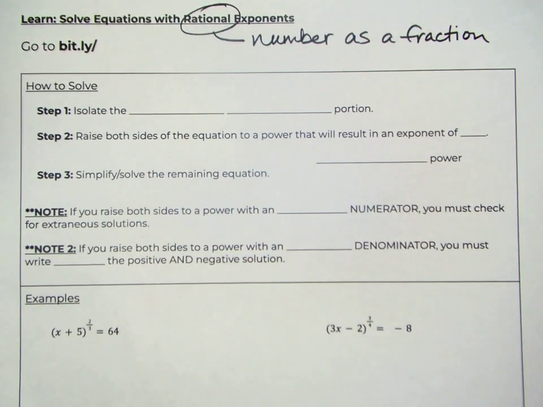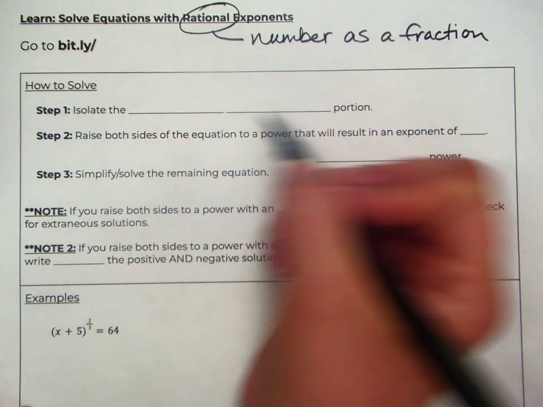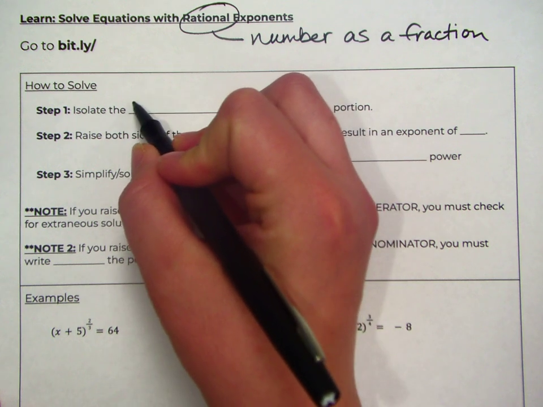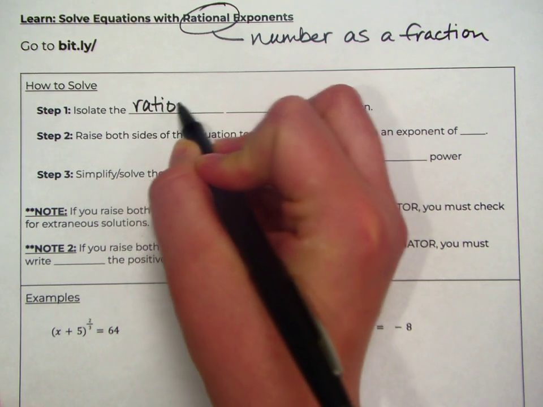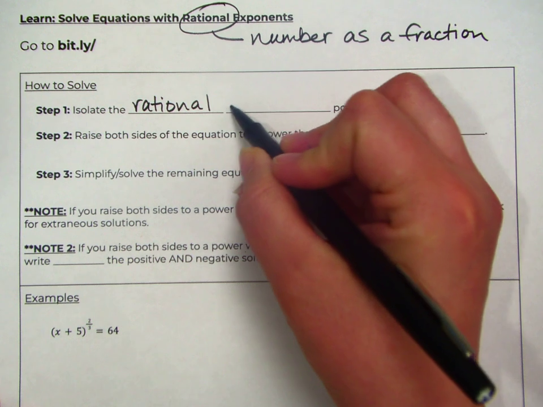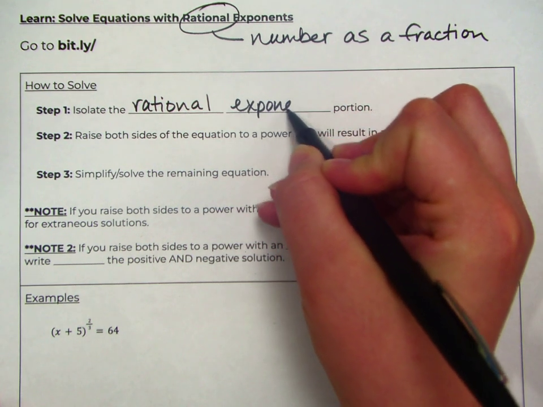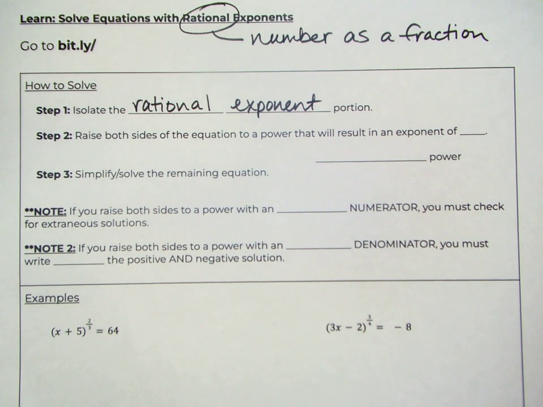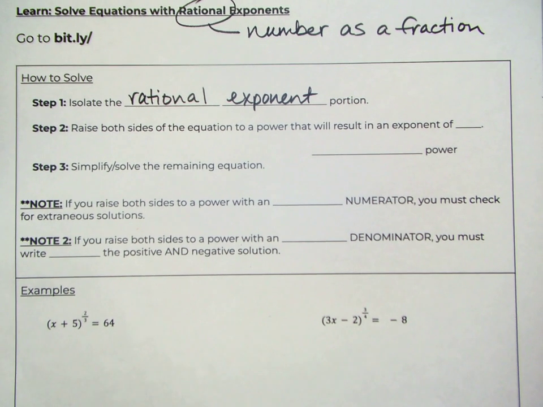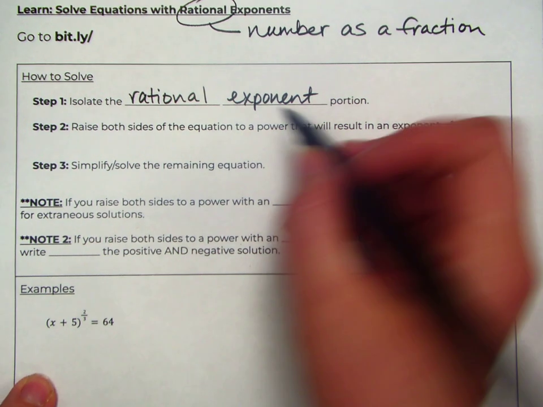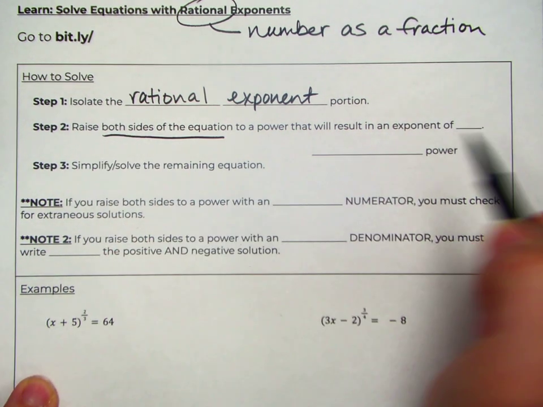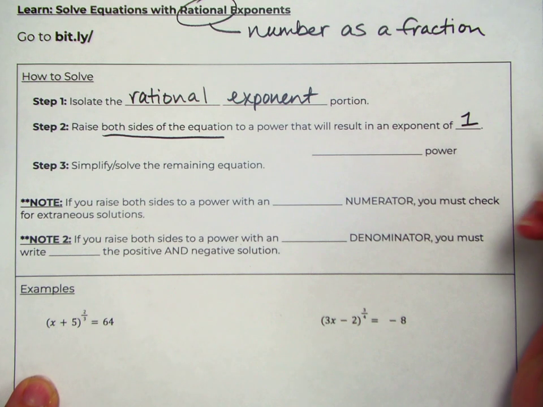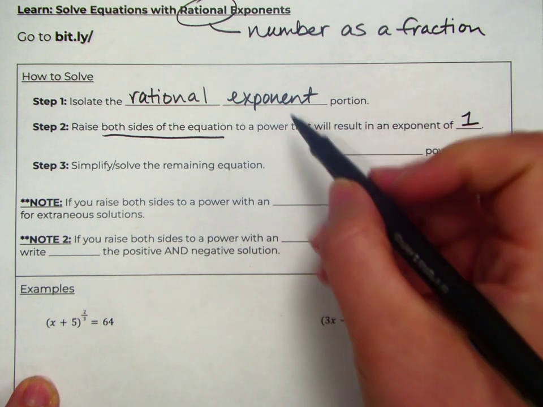So the steps on how to solve. Step 1, we need to first isolate the rational exponent portion. All right, that step is very similar to what you did in the previous playlist. Once we've got that portion isolated, we want to raise both sides of the equation to a power that will result in an exponent of 1. This is that power of a power rule.